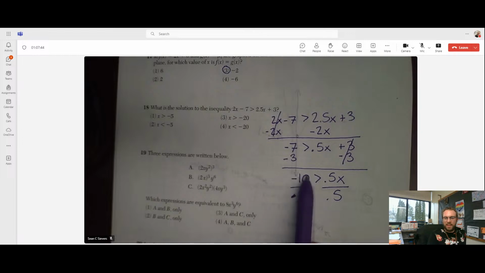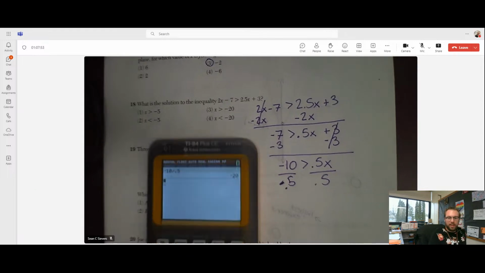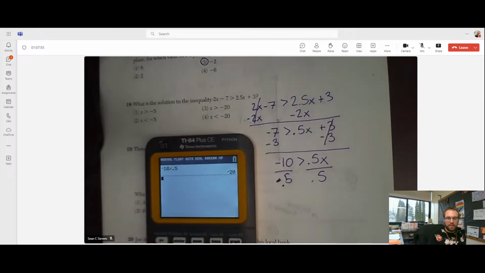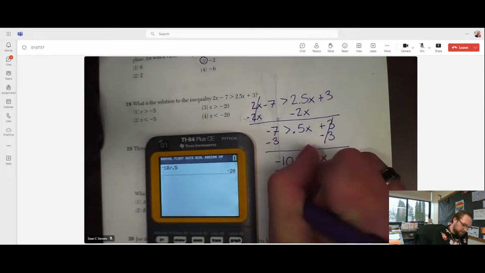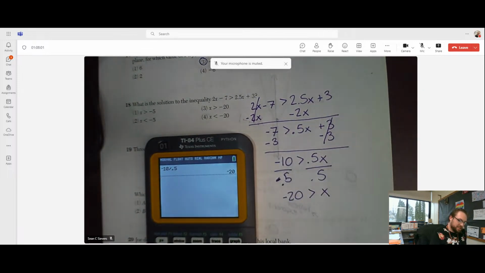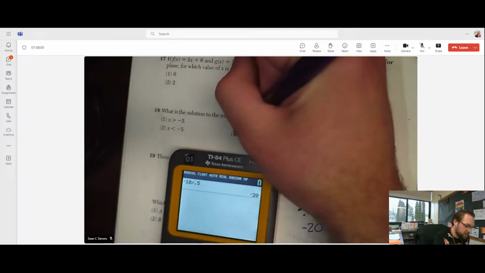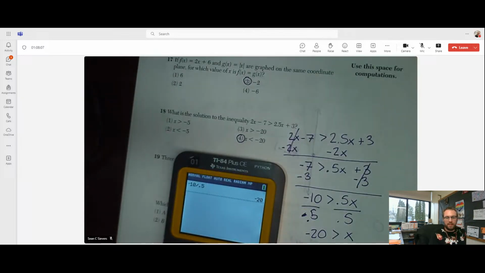So I'm going to do negative 10 divided by 0.5. We should get negative 20 as our answer. So negative 20 is greater than x. Or, looking at our answer choices, x comes first, so x is less than negative 20.